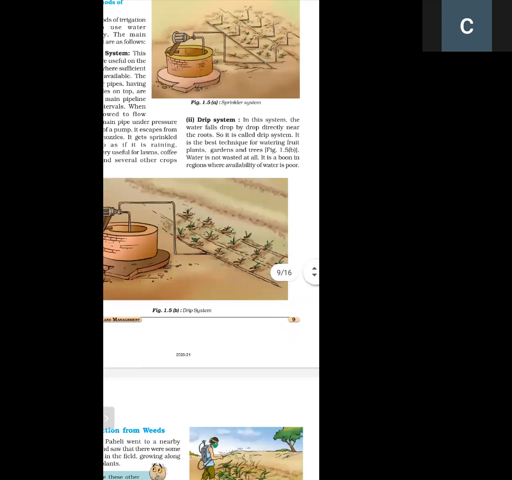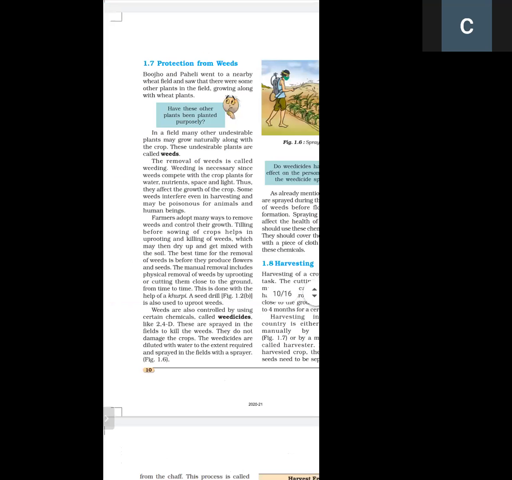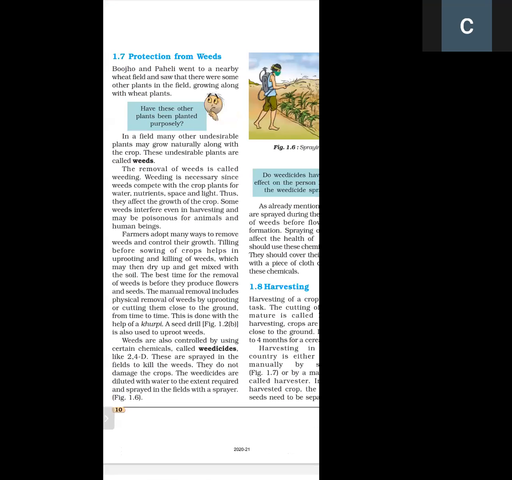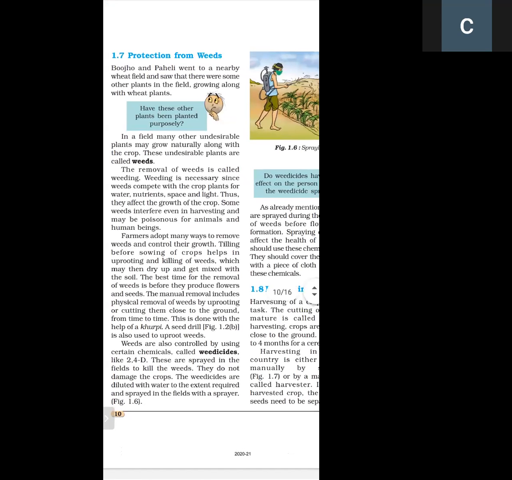Next is, what do you mean by weeds? The undesirable plants are called weeds. The plants that grow with the main crop and destroy the crop are called weeds. And the process of removal of weeds is called weeding. And how can we remove weeds?